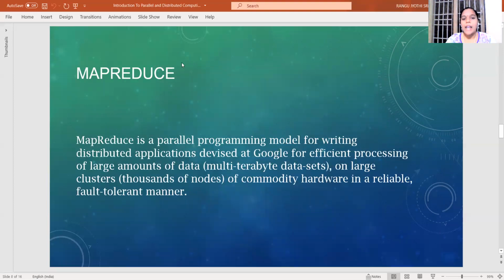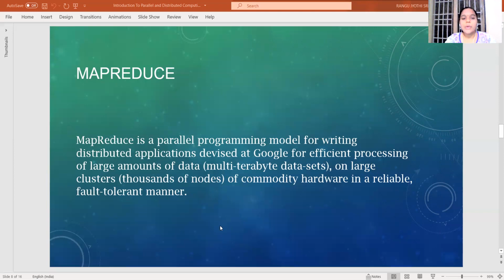MapReduce is a parallel programming model for writing distributed applications devised at Google for efficient processing of large amounts of data on large clusters in a reliable and fault-tolerant manner. That means MapReduce is a parallel programming model for writing distributed applications derived at Google, and MapReduce can be done using Hadoop, which is Apache open source software.